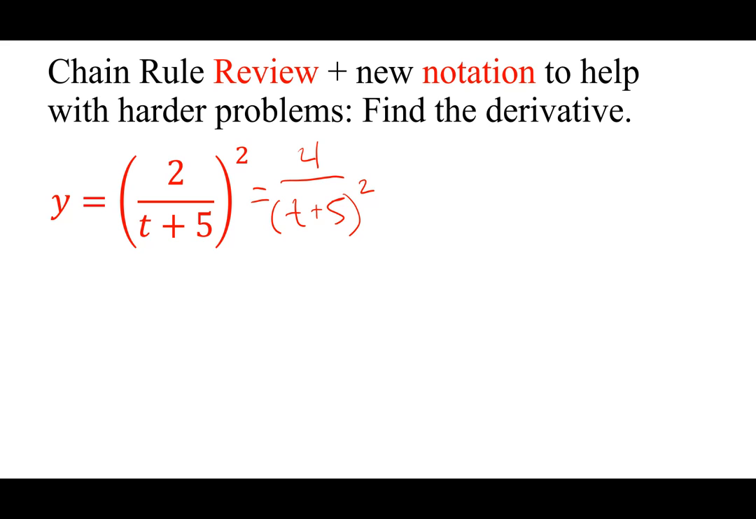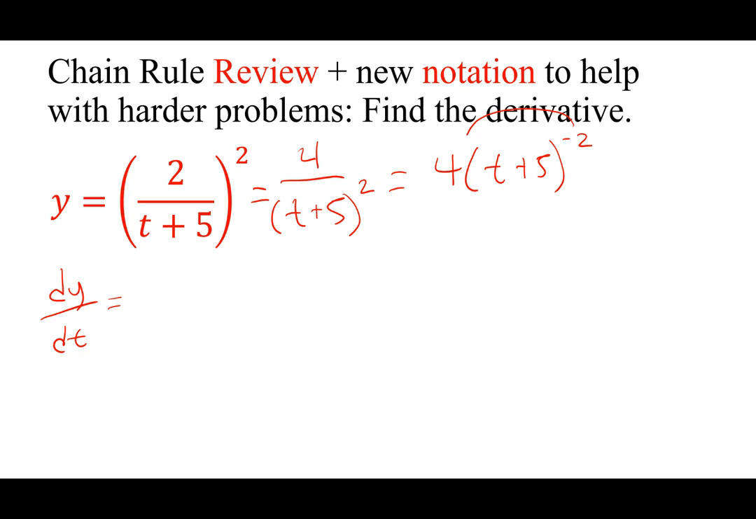squared. I'm then going to rewrite this as 4 times t plus 5 to the negative 2. Again, all of that is still y equals because I haven't actually taken any derivatives. Then in this problem, I'm going to take dy dt because I'm taking the derivative of y in terms of t. You have to always leave the variables correct.